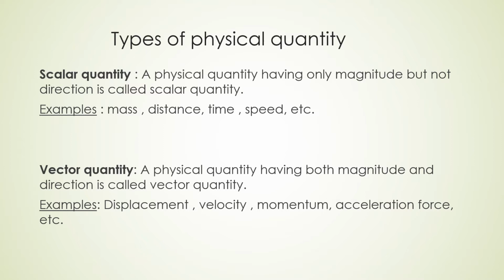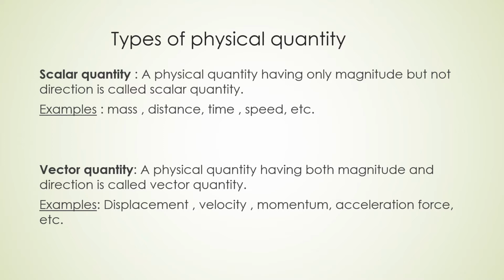A physical quantity having only magnitude but not direction is called scalar quantity. For example, we'll take mass. Mass has only magnitude like 5 kg, 2 kg, 3 kg, grams or anything. But it doesn't have a direction, right? We don't say 5 kg towards north or towards south. So a physical quantity having only magnitude but not direction is called scalar quantity. Mass, distance, time, speed are examples.